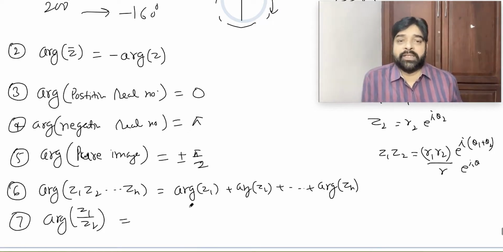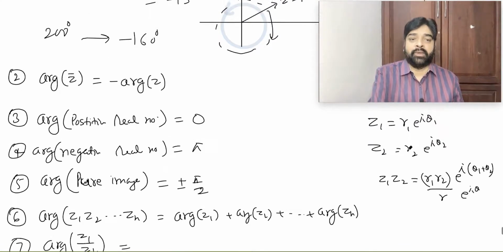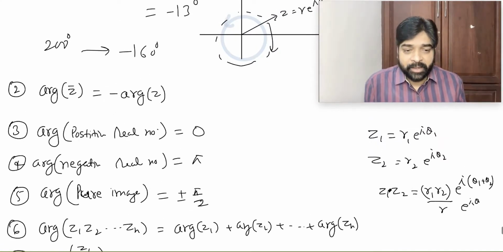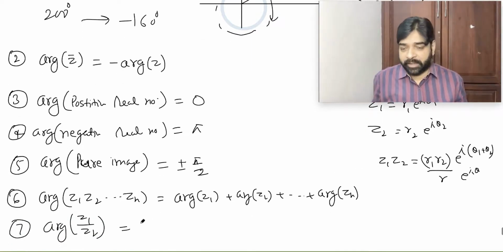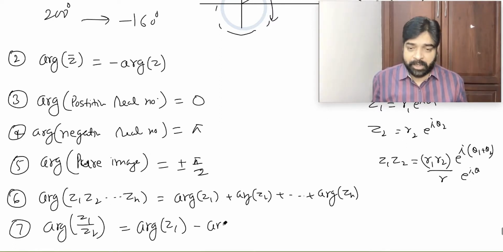In the same way for division, you can easily tell me the argument of Z1 by Z2. If you divide, Z1 by Z2 will be a new complex number. That will be R1 by R2 into e power i times theta 1 minus theta 2. Yes or no? Theta 1 is the argument of Z1, so this will become argument of Z1 minus argument of Z2.